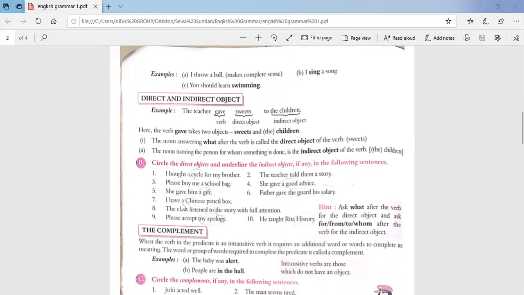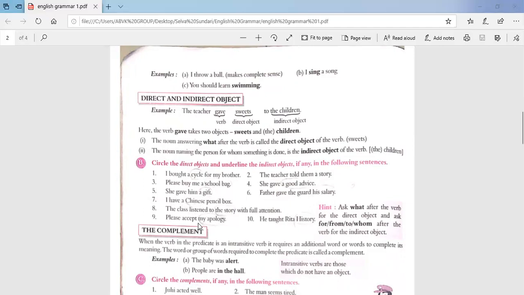I have a Chinese pencil box. What do I have? I is the subject. Have is the verb. Immediately, a Chinese pencil box. So this is the direct object. The class listened to the story with full attention. The class listened to what? Story. So that is the direct object. Now, no indirect object here.